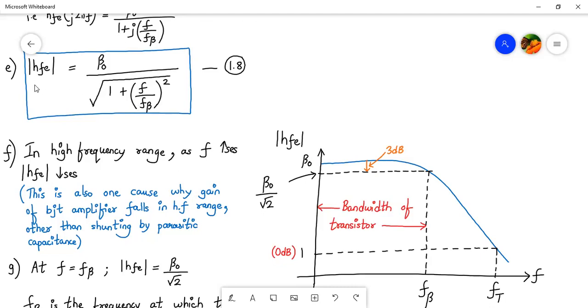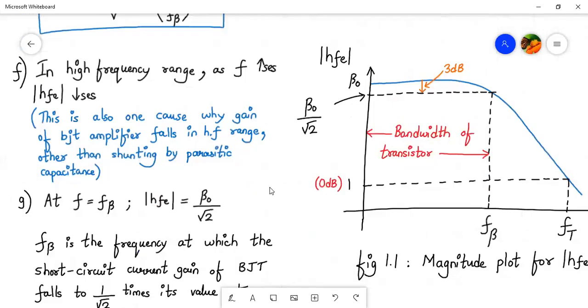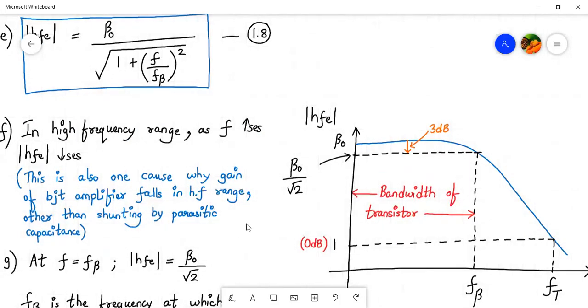Right. So in the high frequency range, as the frequency increases, as you can clearly see, your mod of HFE will fall down. The current gain will fall down. This is also one of the causes why the gain of a BJT amplifier falls in the high frequency range, other than the shunting by the parasitic capacitance, which we have seen earlier. Okay. Let me slightly move in. Yeah. And we can see clearly that at f equal to f beta, this will become square root of 2, and mod of HFE will become beta naught upon root 2. At f equal to f beta, your current gain will be given by beta naught divided by root 2, right?